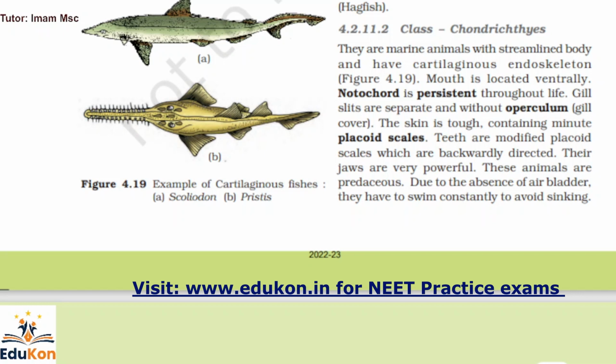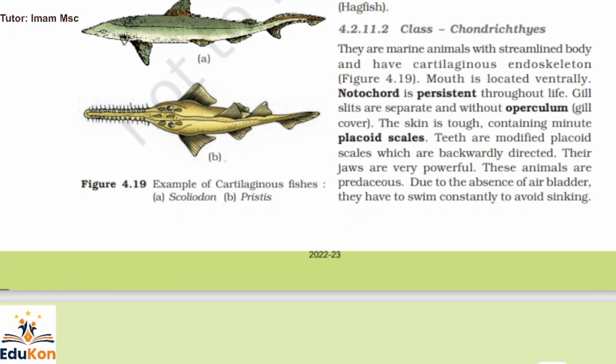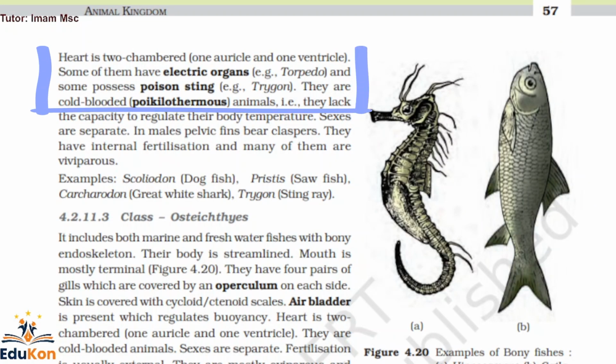So these animals do not have an air bladder. If they don't have an air bladder, they will sink. So it is very important for them to swim constantly to avoid sinking. Here we have two examples: Scoliodon and Pristis. Heart is two-chambered, that is, one auricle and one ventricle. Some of them have electric organs, and the example is Torpedo.